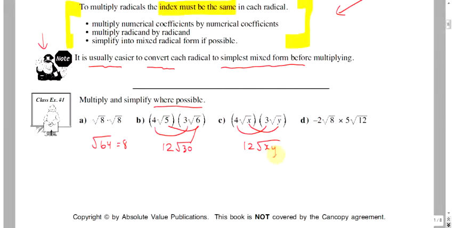That's it. You can still do it. Okay? Same rule. Do these have the same index? Yep, both square root. And remember, if you like the 2 there, hey, feel free. Negative 2 times 5, negative 10. 8 times 12 is 96. Can I simplify 96? Is there a perfect square in 96?